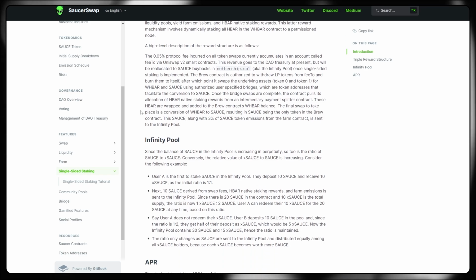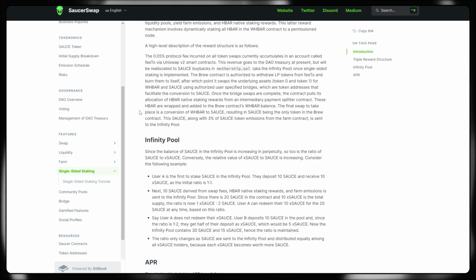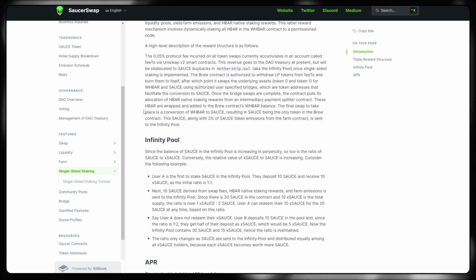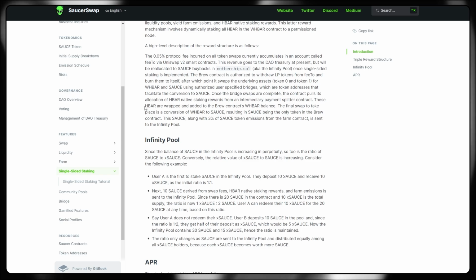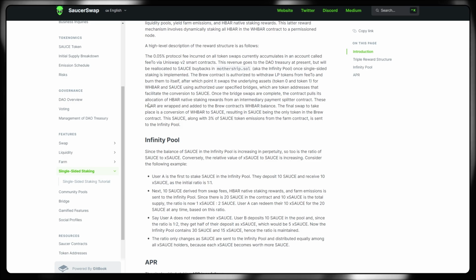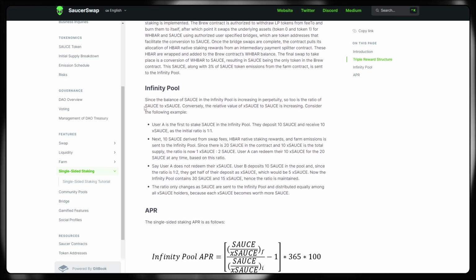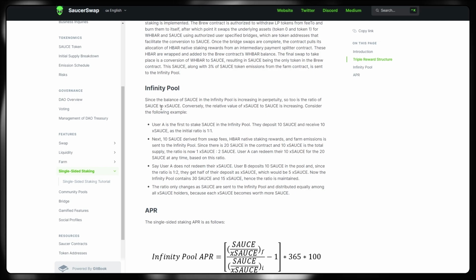Once the bridge swaps are complete, the contract pulls its allocation of HBAR native staking rewards from an intermediary payment splitter contract. These HBAR are then wrapped and added to the brew contract's wrapped HBAR balance. The final swap to take place is a conversion of wrapped HBAR to source, resulting in source being the only token in the brew contract left. This source, along with the 3% of source token emissions from the farm contract, is then sent to the infinity pool. And we can see here in the infinity pool, since the balance of the source is always increasing perpetually, so too is the ratio of source to XSAUCE. Conversely, the relative value of XSAUCE to source is increasing.